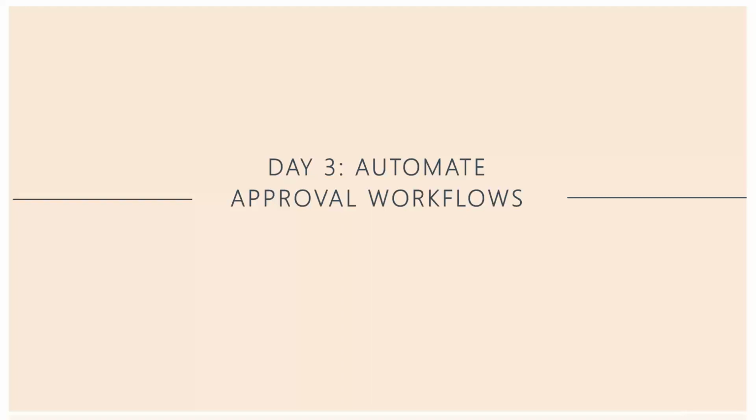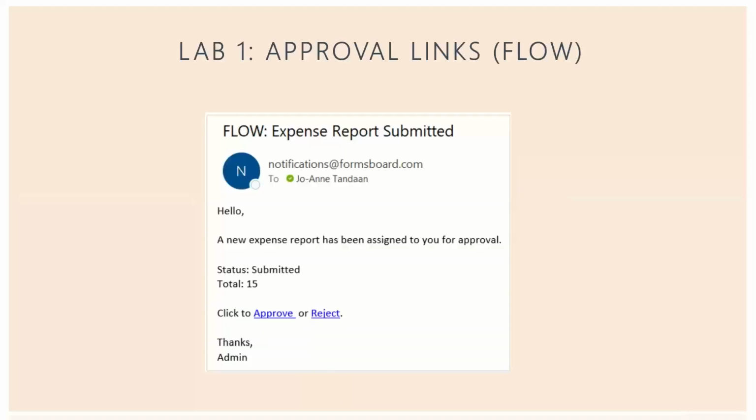All right, we're now at day 3, automate approval workflows. So in lab 1, we've shown how you can add form links to notification emails using Power Automate, so approvers can automatically approve or reject forms. This feature is useful when you want to allow the approvers to approve or reject forms within the email itself, and therefore no longer need to open the forms, which saves time and speeds up the approval process.